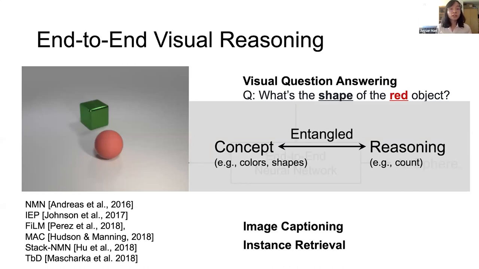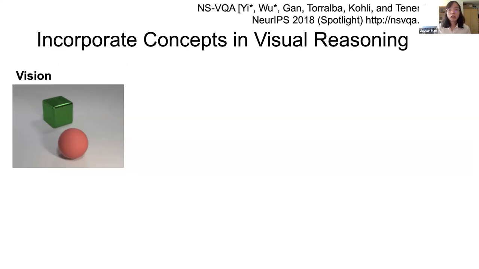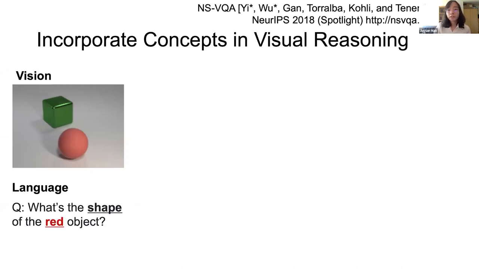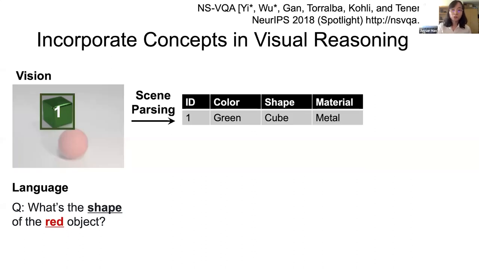In such end-to-end designs, these two things, the concept learning and the reasoning, are entangled with each other. This results in the learned concepts not being easily transferable to other tasks, such as writing down image captions or performing instance retrieval. There have been some recent attempts at explicitly incorporating concepts in visual reasoning. The NS-VQA framework proposed by Yi and his colleagues first uses a scene parsing subroutine to extract an abstract scene representation of this image. It first detects all the objects in the scene and extracts their attributes, such as colors, types of materials, and so on.